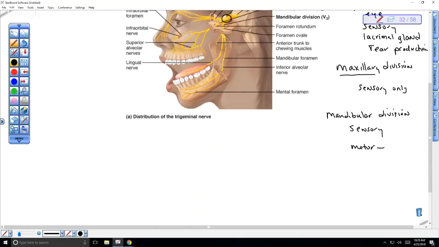Let me get my notes here. Trigeminal. Okay, so we'll just put to the tongue. So there's some motor neurons to the tongue and to the jaw. Okay, so that's the largest cranial nerve.